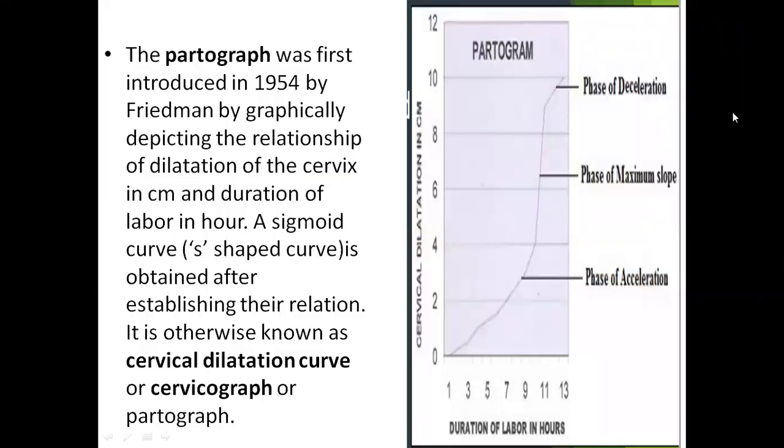The Partograph was first introduced in 1954 by Friedman by graphically depicting the relationship of dilatation of cervix in centimeters and duration of labor in hours. A sigmoid curve is obtained after stabilizing their relation. It is otherwise known as cervical dilatation curve or cervicograph or partograph.